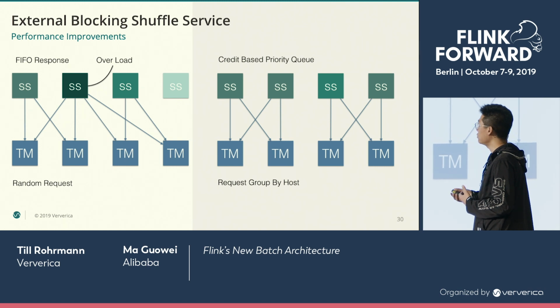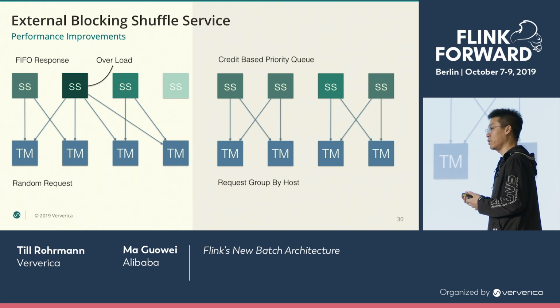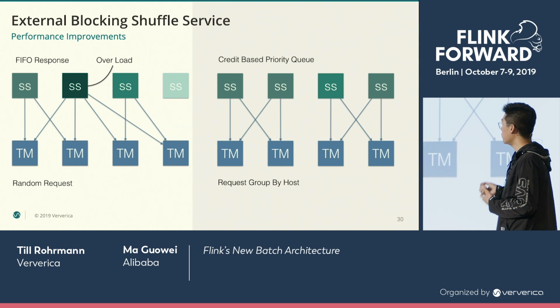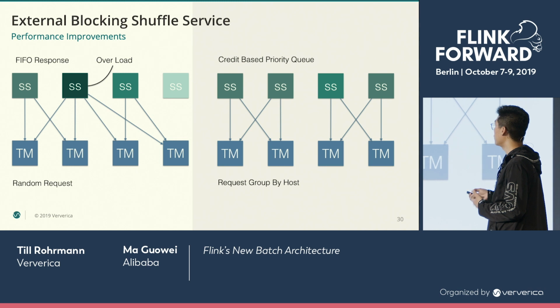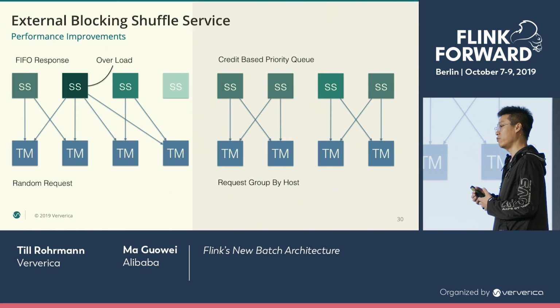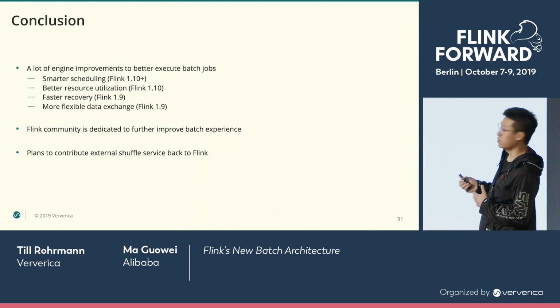The default shuffle service uses a FIFO queue to serve the read requests. It leads to a lot of random I/O operations. In the external blocking shuffle service, we introduce a priority queue, and the file with the most credit is served first, and this maximizes the read throughput of the disks. Okay, that's all.